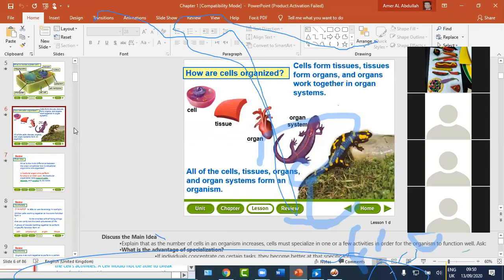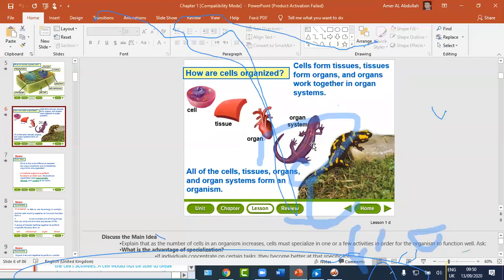Now, how are cells organized? We have the cell, the smallest unit of living things. Cells form tissues. Tissues form organs. Organs work together to form organ systems. Is there an animal that is unicellular or not? Yes, there is a unicellular animal.